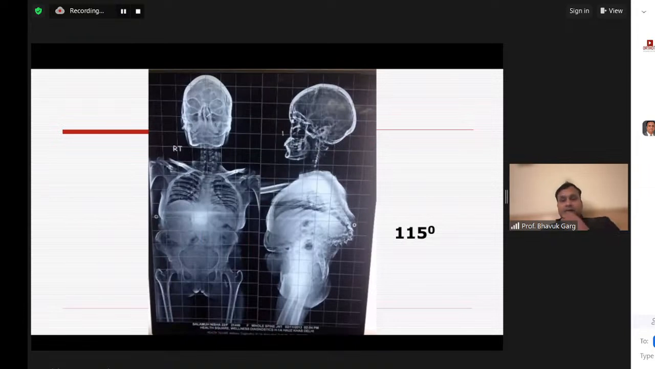Now, coming to the extended PSO, very severe cases. This is 115 degrees of kyphosis and very rigid post-tubercular kyphosis in a 22-year-old girl.